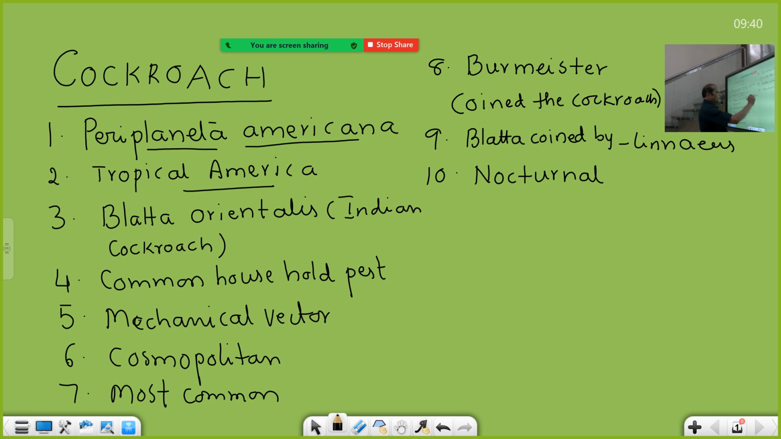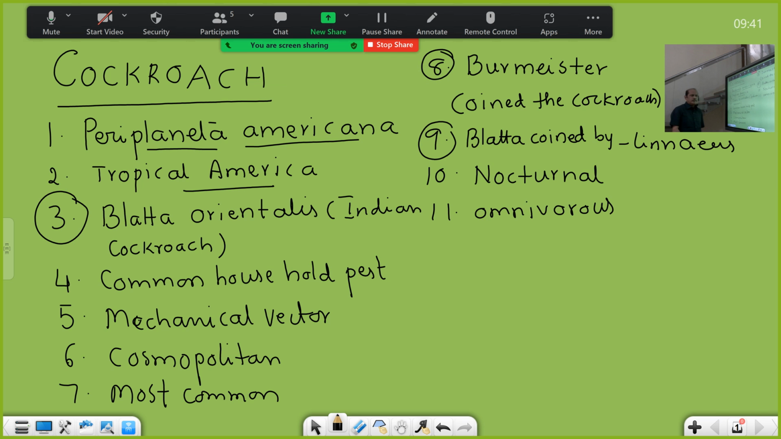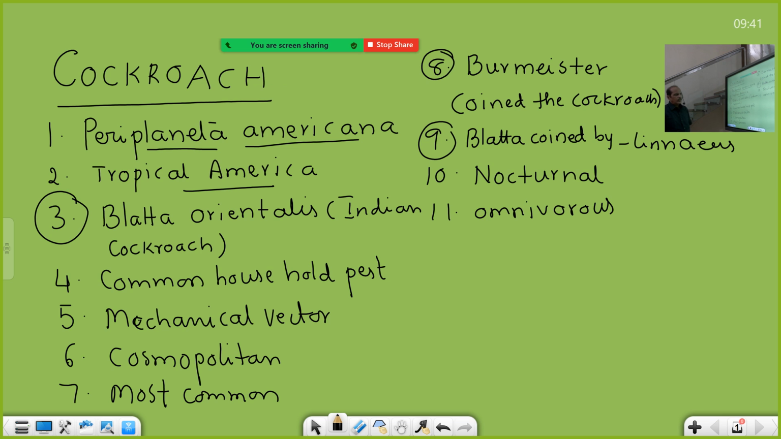So that's why it is nocturnal, and also called omnivorous. In the statement type, these questions are given. These two are there. Blatta named by Linnaeus, Periplaneta named by Burmeister, they are not there, and this is also not there in the NCERT book, only given in the academy book. Nocturnal, omnivorous, it is there, and it is cursorial. Cursorial means running. A fast running insect is cursorial.